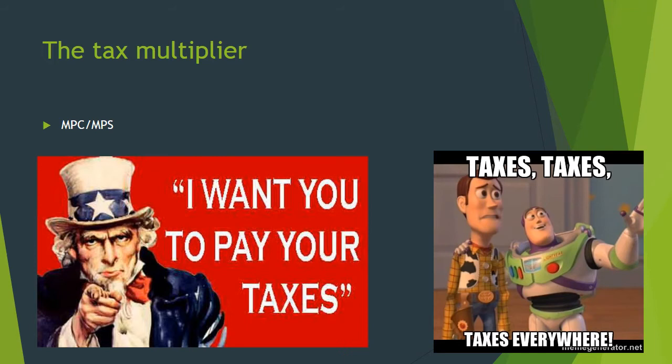So what this is going to mean for us is that if the government were to cut taxes by $1 million, or the government were to increase spending by $1 million, so those are both expansionary fiscal policies, they would not have the exact same impact on GDP because the multipliers are different.